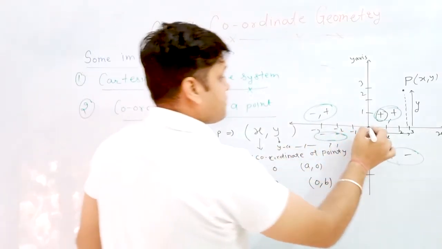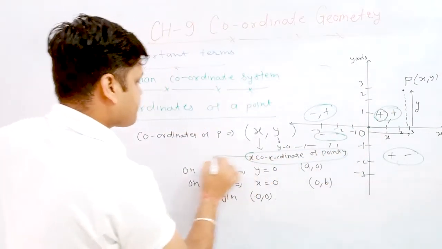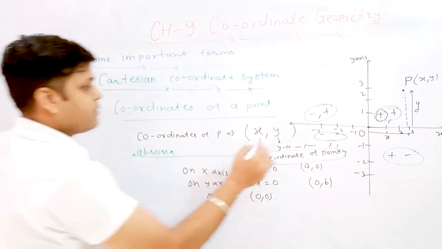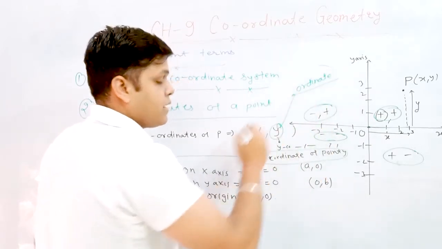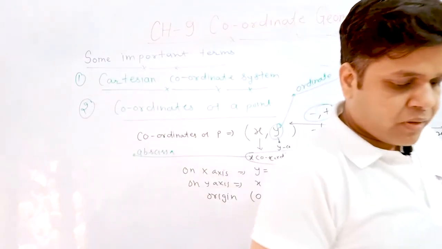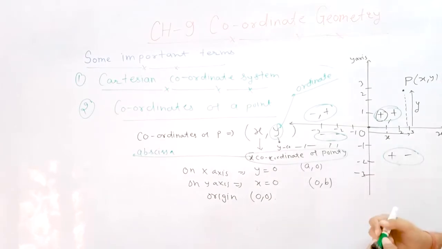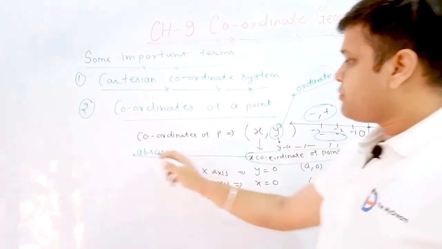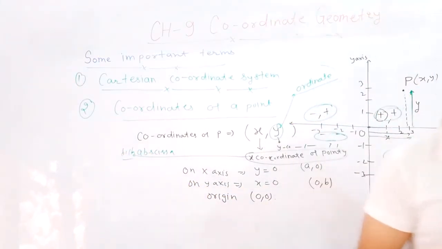Now, this distance, or x coordinate of a point, is known as abscissa, and y coordinate is known as ordinate of the point P. So distance is not the coordinate. This distance is ordinate and this distance is abscissa. So distance is known as abscissa and ordinate.